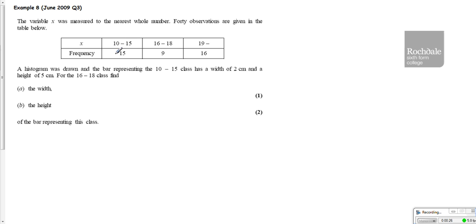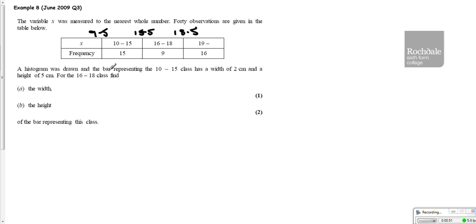Just before we start, I'm going to put the class boundaries on here just so that we're clear on it. You can see there's a gap here between 15 and 16, so the actual boundary there is 15.5. And because we've gone half up at the top, we would go half down at the bottom. So the boundary there is 9.5. Here, 18 to 19, 18.5. So we'll need to know those later.